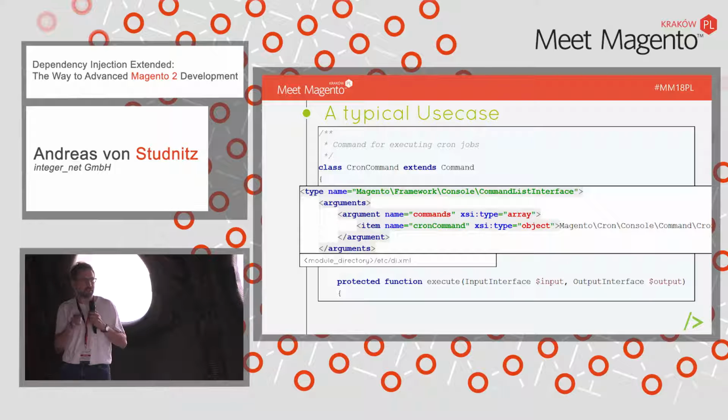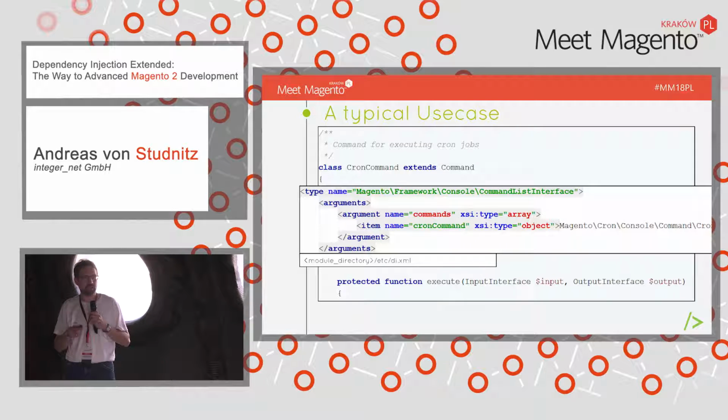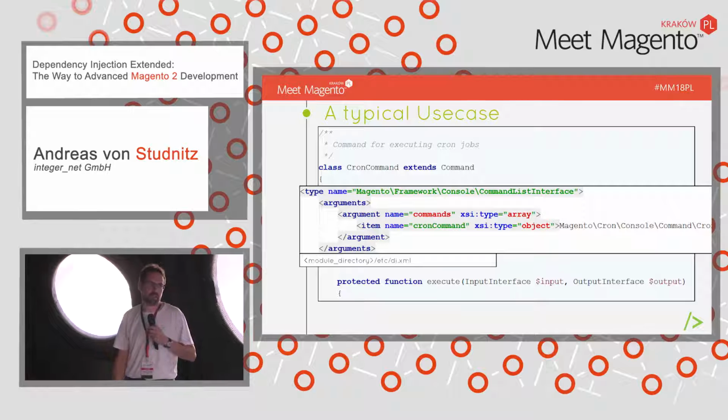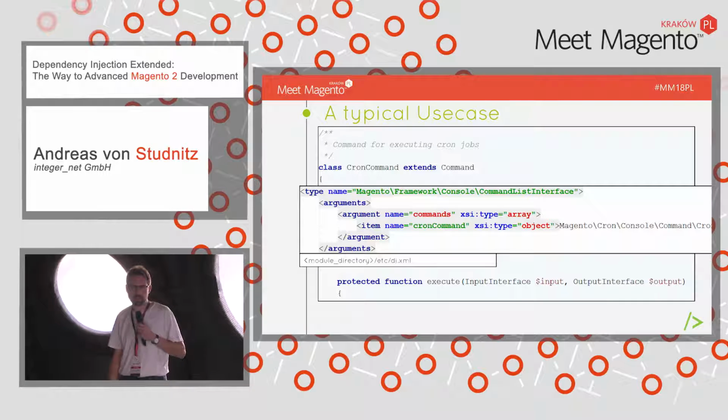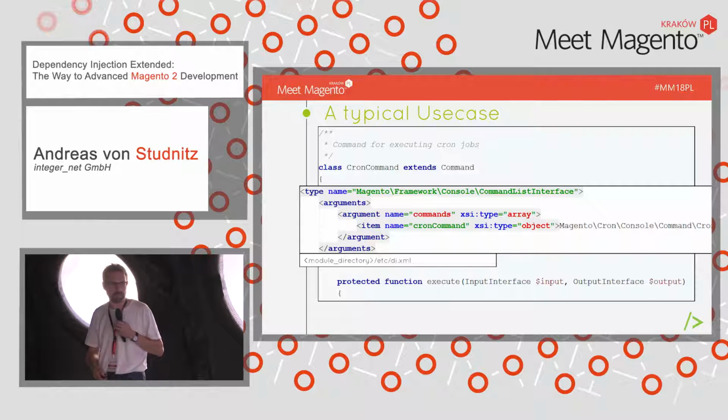And in the end, you have an array of not one object, but let's say 30 or 40 objects, all implementing different commands. And the primary identifier is the name here, for example the cron command. You can override existing commands, but you can also implement your own commands by setting a new name. And inside the node, you can add the class name of your new command.